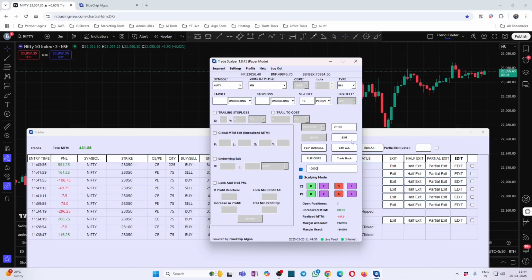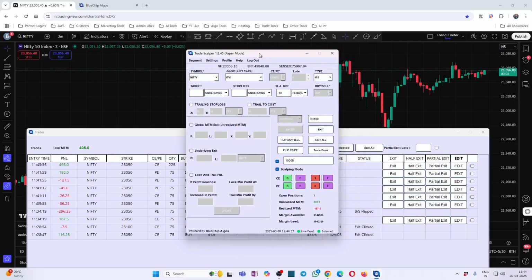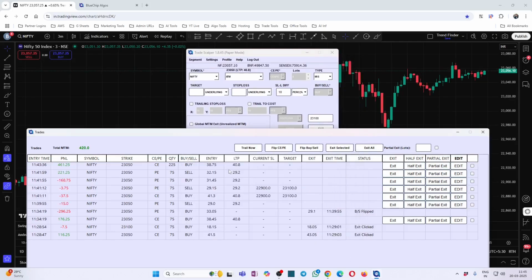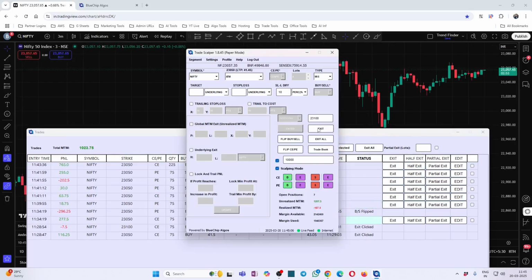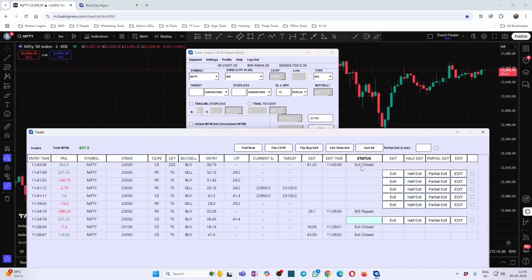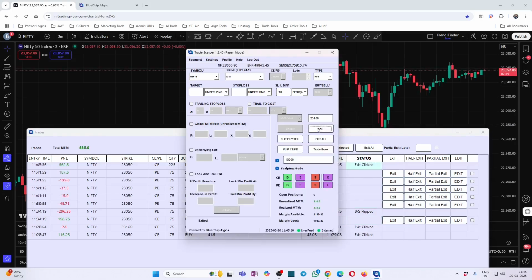But what we have done is, we changed the logic a little bit in such a way that if you hit on exit button, it will start exiting from the top, and continue until all the positions are exited. So for example, I'm hitting on exit button, and you can see that the first one has been exited, and then again exit, and the second one will be exited. So it automatically checks and then it keeps on exiting as per the positions in your trade book.